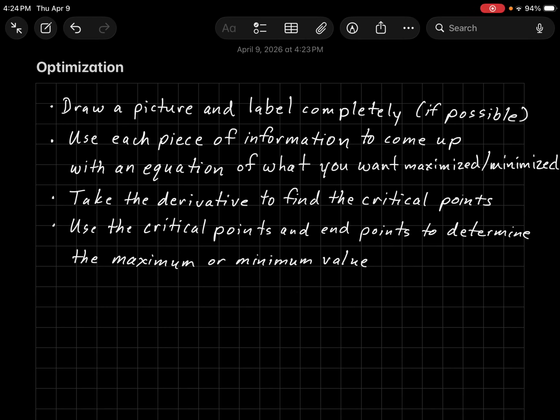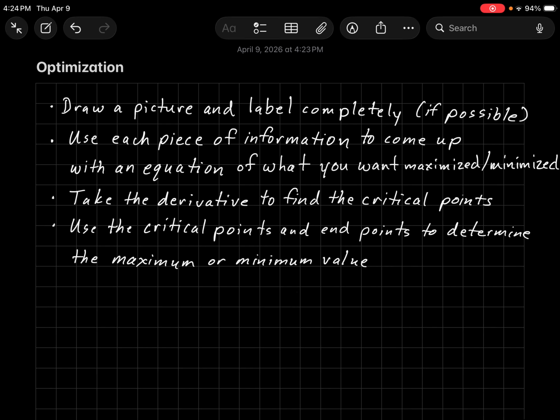Optimization. Optimization problems are essentially absolute max and min word problems. I recommend that you go watch the video on how to find absolute max and min values if you haven't done so already.